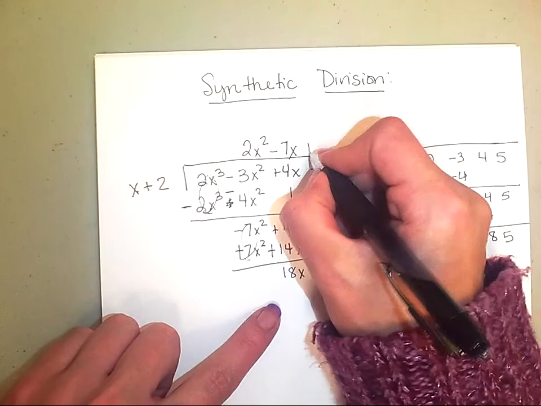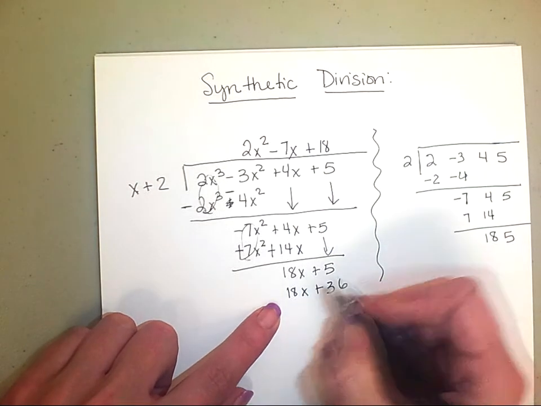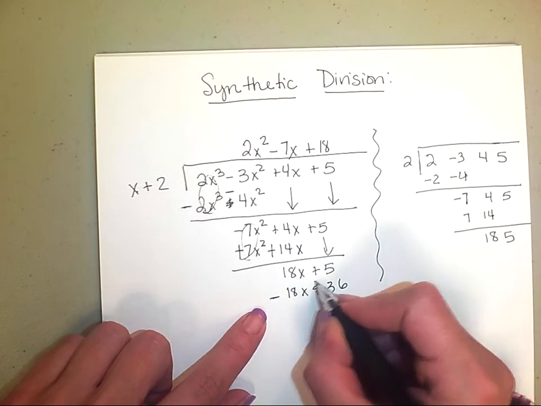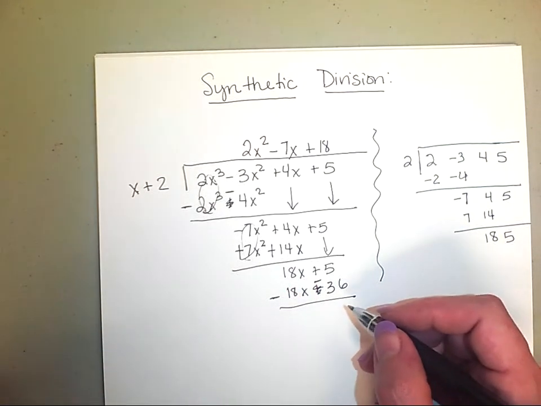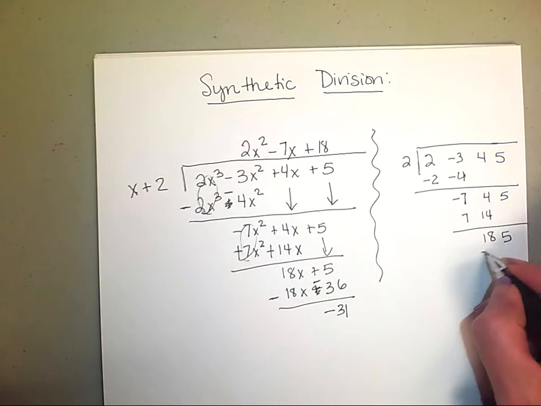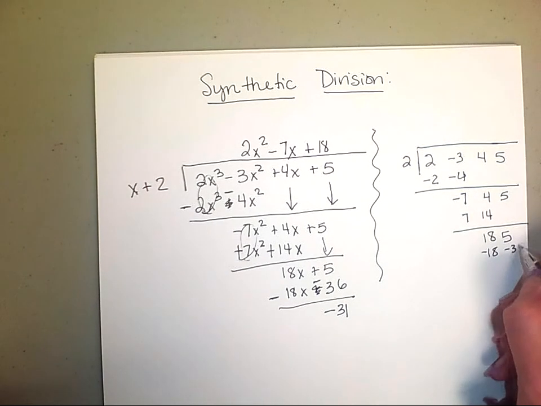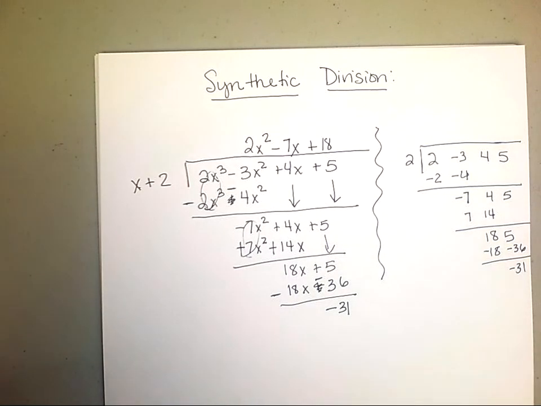Then we go again for plus 18. So we get 18x plus 36. But I'm subtracting, so I want to change the numbers, and minus 5 is negative 31. So negative 18 went here, minus 36 goes here, and what we finish up with was negative 31.